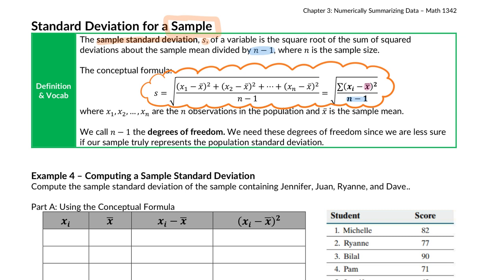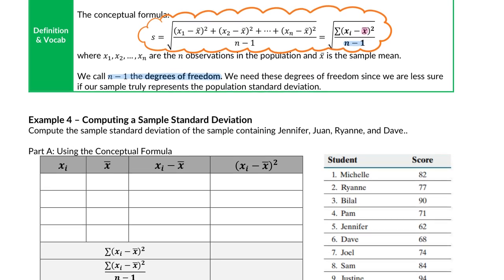Now this n minus 1 is called the degrees of freedom. We need degrees of freedom in a sample compared to a population because we are less sure if our sample truly represents the population standard deviation. Same way in the last notes, we found the population mean and the sample mean to be close but different. We have to divide by one less number to allow for this kind of wiggle room between a sample and a population. But the formula works really the same.